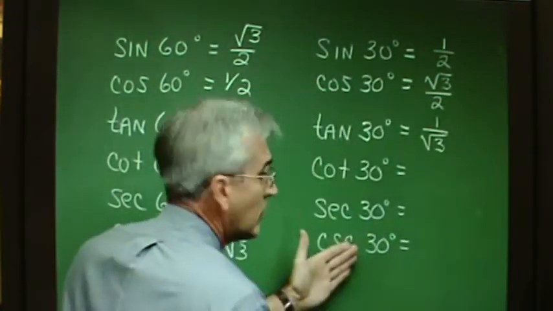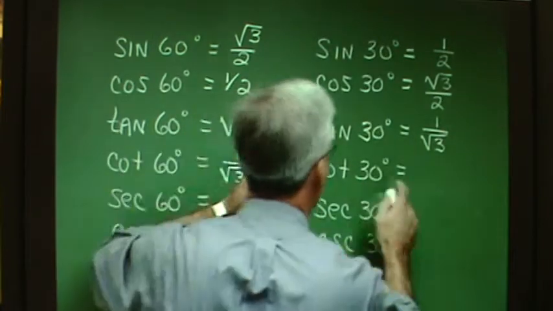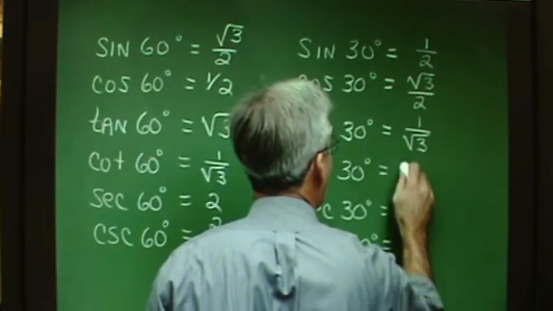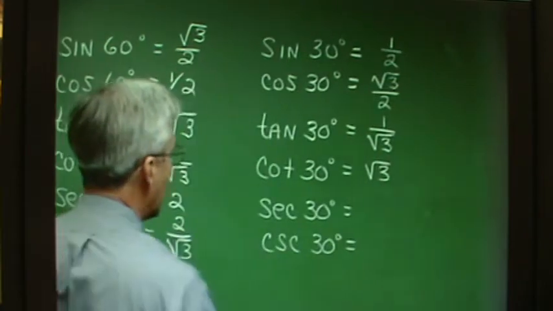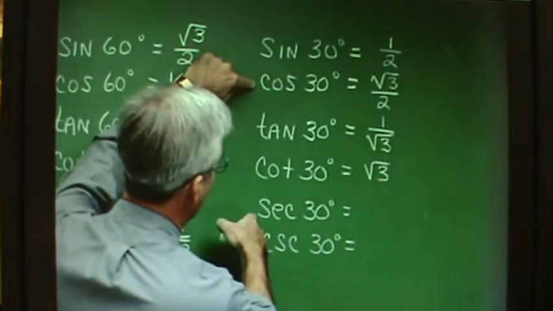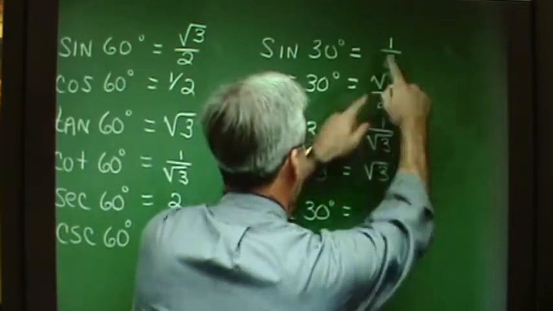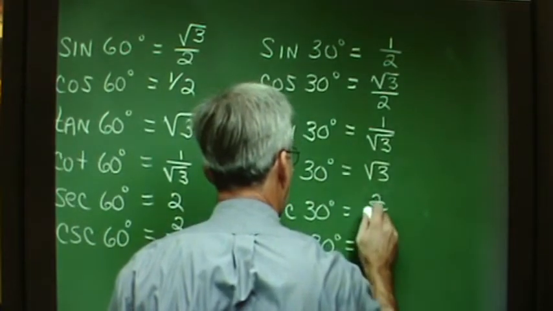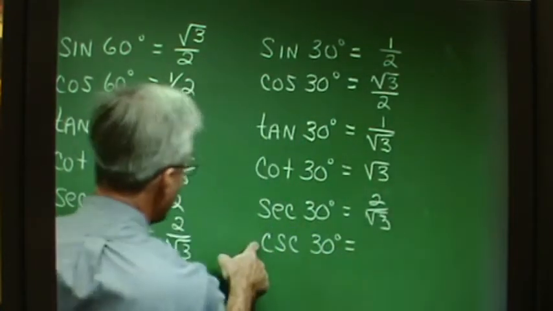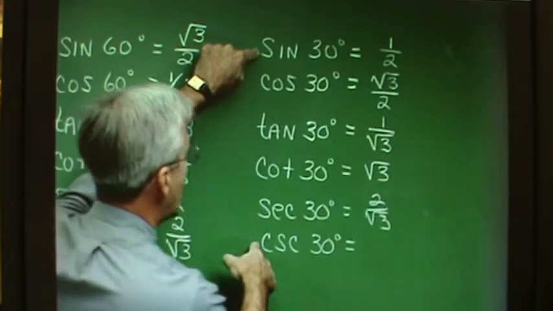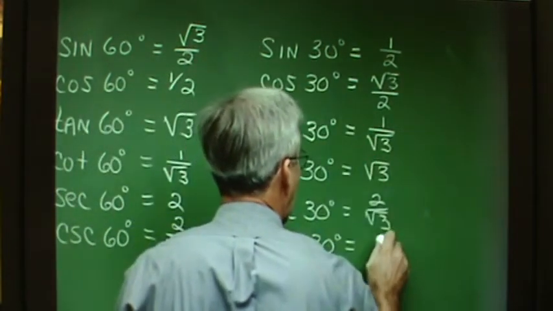Now, for the other ratios, the reciprocal of these two would be the square root of 3 over 1, or simply the square root of 3. For secant, it's the reciprocal of cosine. So flip that over: 2 over the square root of 3. For cosecant, it's the reciprocal of sine, so it's the reciprocal of 1/2, which is 2.